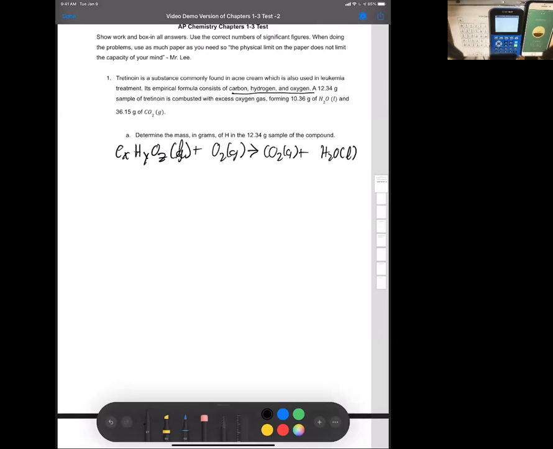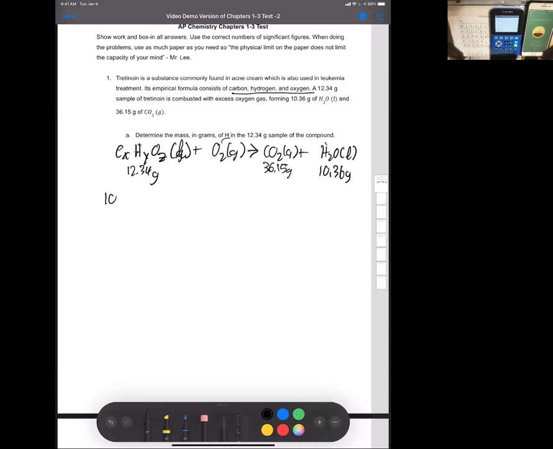I'm going to organize the masses underneath: I have 12.34 for the unknown substance, H2O is 10.36, and CO2 is 36.5. I'm trying to find the mass of hydrogen in the substance. The problem is I have HY and I don't know how many moles of H I have on the left side. But remember conservation of mass: I have H on the right side, and this mass over here and this mass over here are going to be the same.